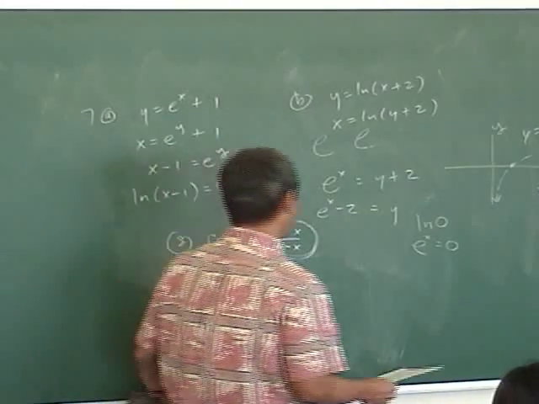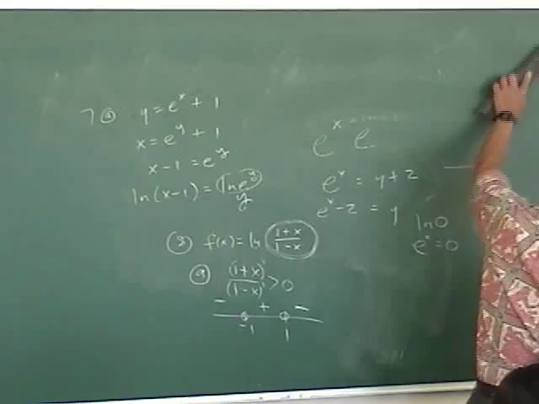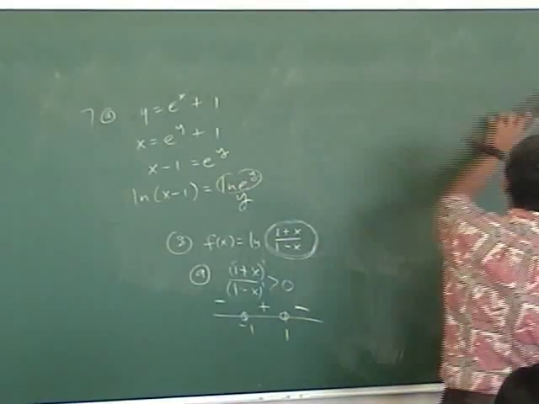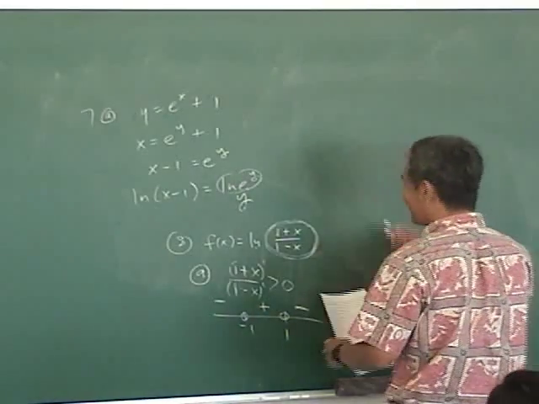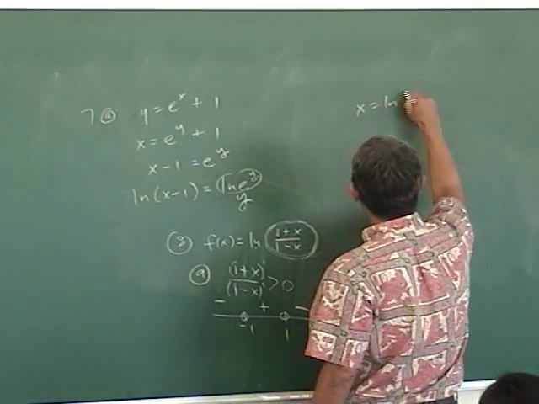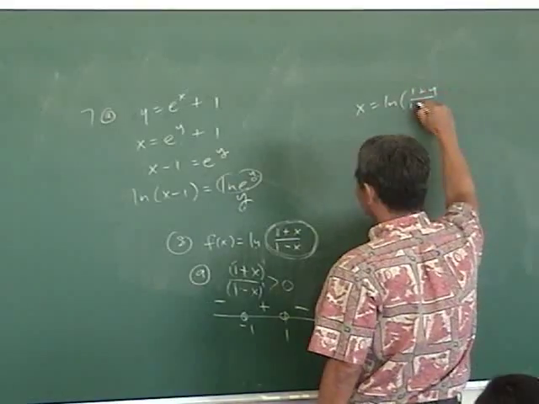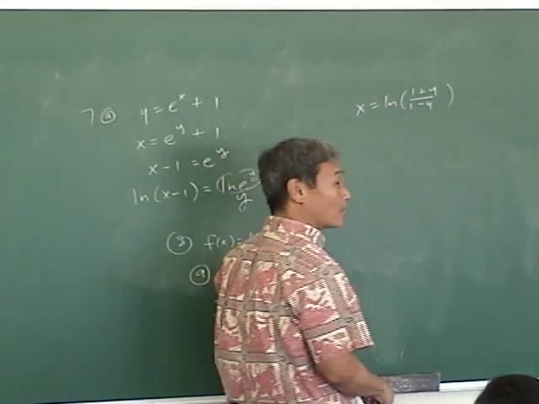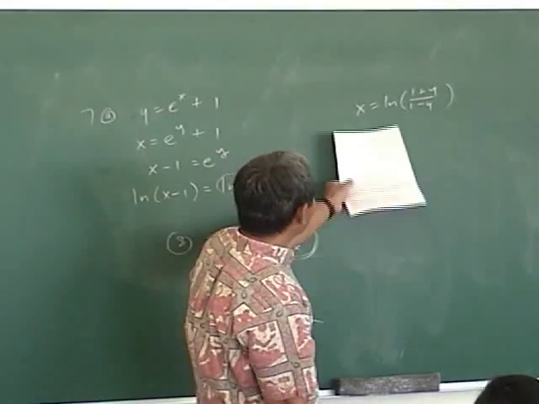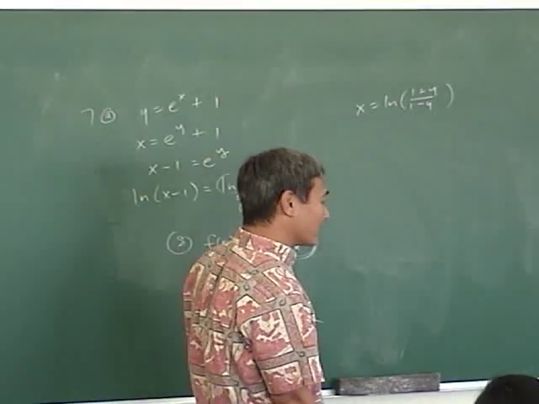And then B, find the inverse. Okay, now, after the explanation, this should be really easy. How do you find the inverse? You switch the x's and y's. And then now you've got to solve for y. But in order to do that, you've got to get rid of ln. How do I get rid of the ln?